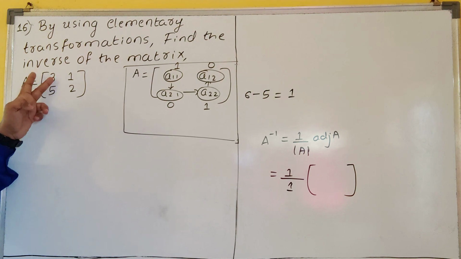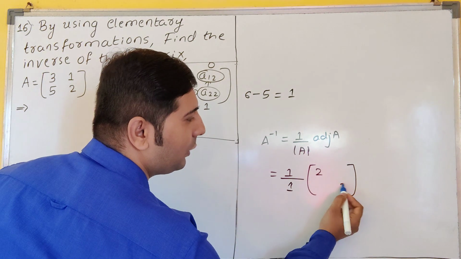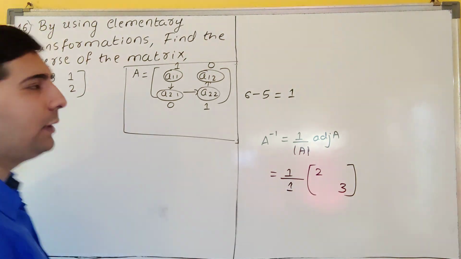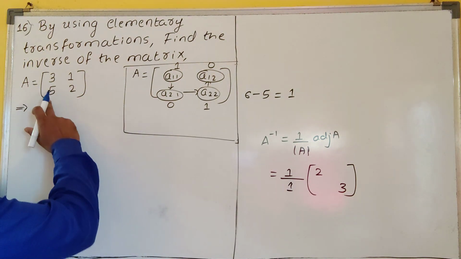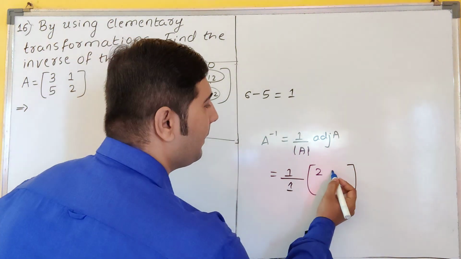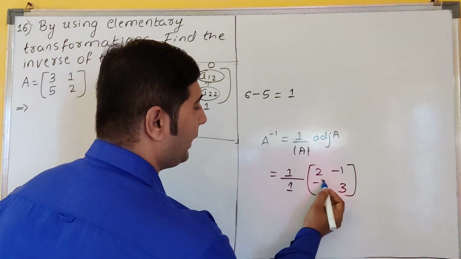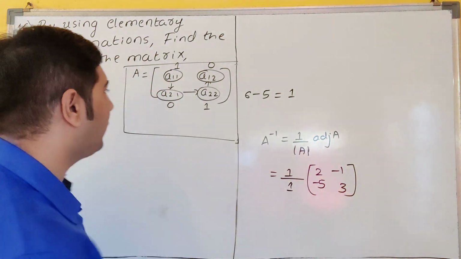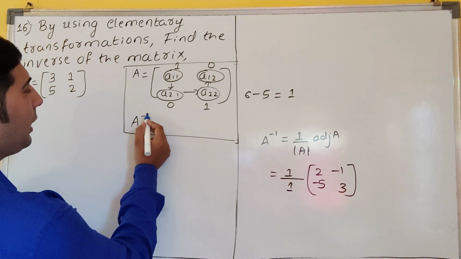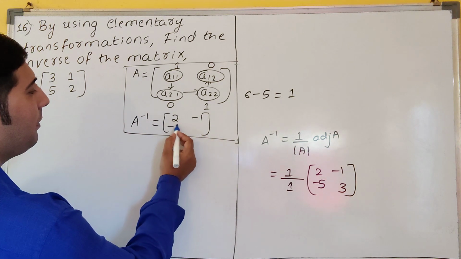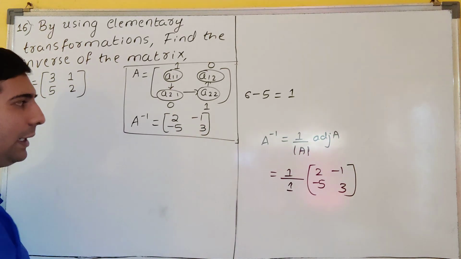3 2, you interchange them. Interchange means 2 3 it will become. 3 2 will become 2 3. So you change the sign of 1 and 5. You change the sign of what? 1 and 5. So minus 1, minus 5. So 1 by 1 is 1. 1 into anything is what? Same or not? So we got our A inverse is what? 2 minus 1 minus 5, 3, dear students.